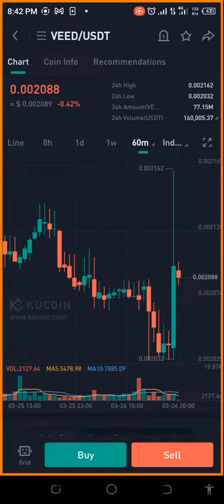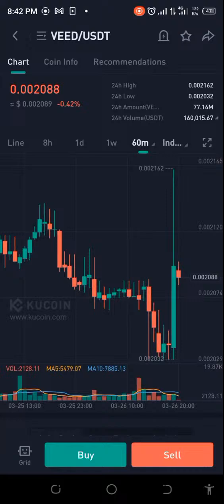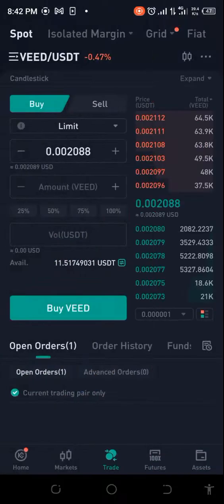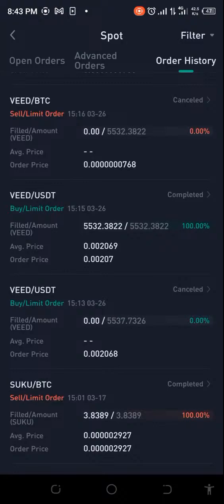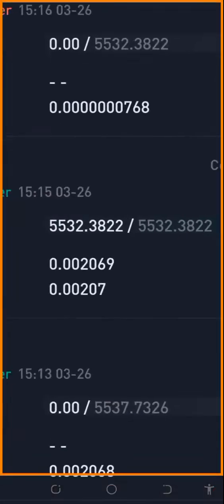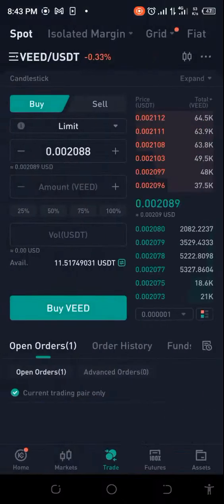In fact, let me check what this could have been. This is 21.60. So I'm just imagining, right? If I had put this, what would I have made? I can't even remember, I'll just go check. Let's check the trade order and see how many we bought. Okay, we bought 5532. So let's go and check what we could have made.